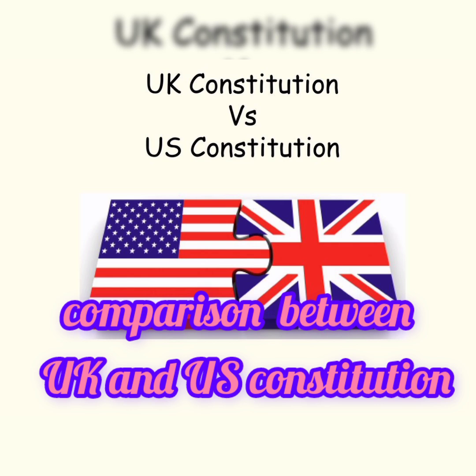6. Amendment process. The U.S. Constitution has a formal and elaborate amendment process. To amend the Constitution, a proposal must be approved by a two-thirds majority in both houses of Congress or by a national convention called by two-thirds of state legislatures. The amendment must then be ratified by three-fourths of the states.